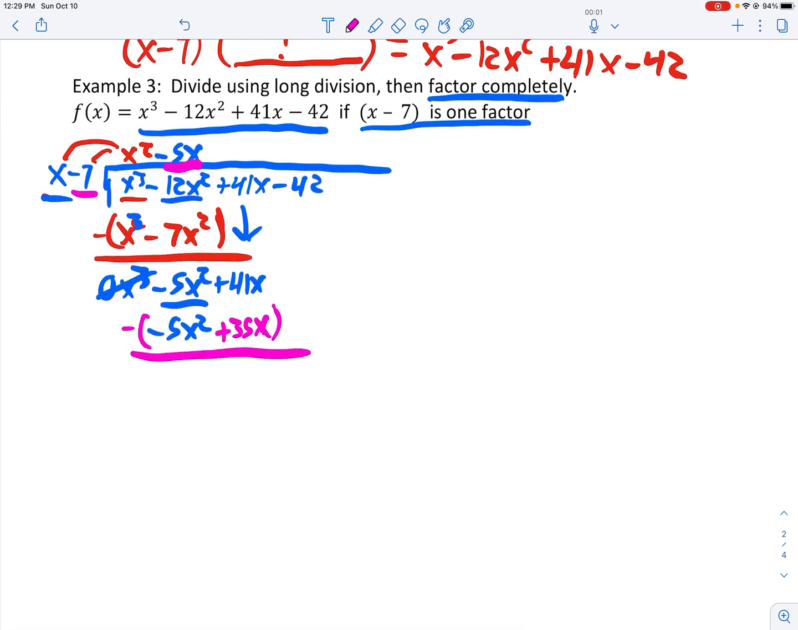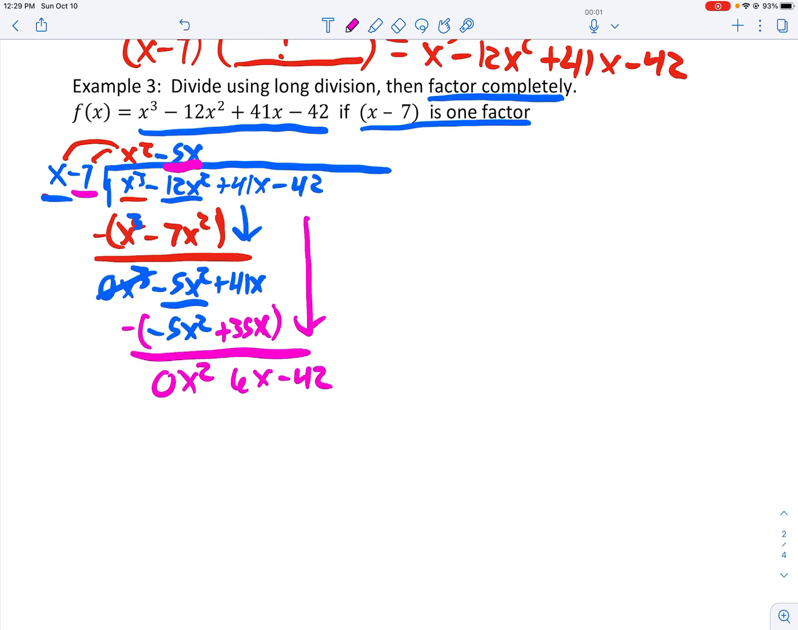So again, be careful with your negative sign, right? The negative distributes, so this double negative becomes positive. So this ends up becoming negative 5x squared plus 5x squared, which is 0x squared. And then 41x minus 35x is going to end up giving you 6x. Bring down the negative 42.